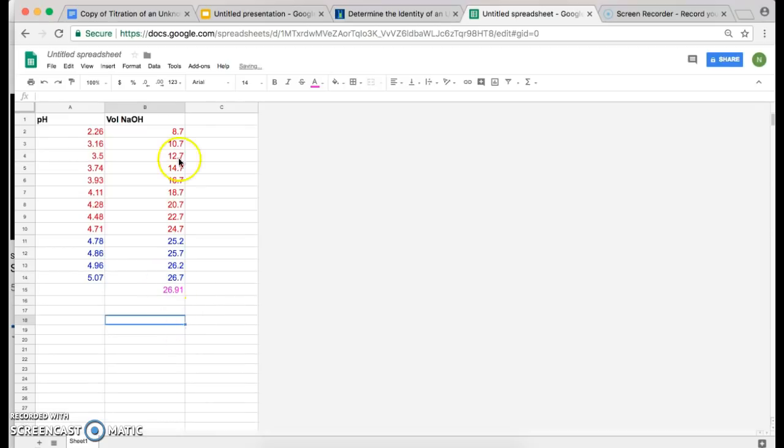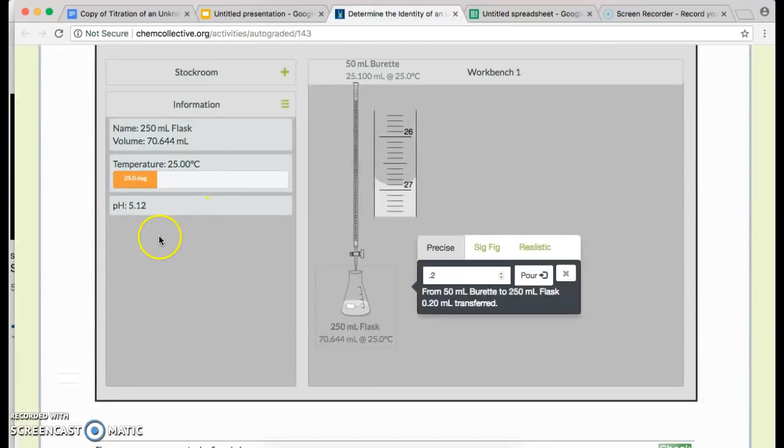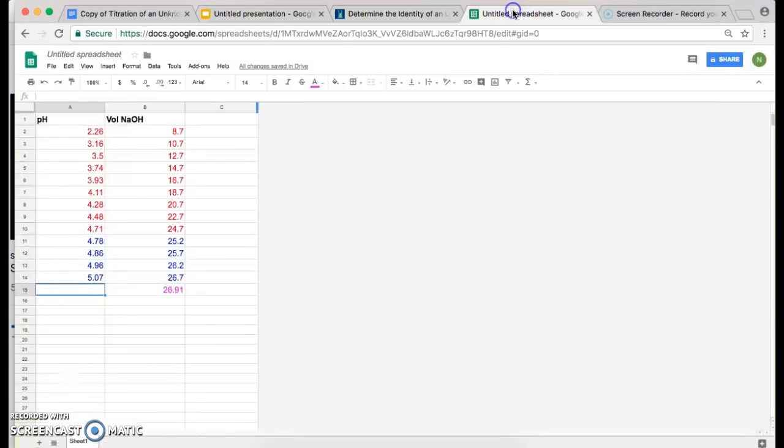Just a quick note that the volumes should all have 2 decimal places in your own data table. Excel, or the spreadsheets, don't record them that way. So if you put down 27.70, it's going to show up as 27.7, just so you know, but it should have 2 decimal places. All right, that's enough of those sig fig notes. So let me record down my pH, 5.12.